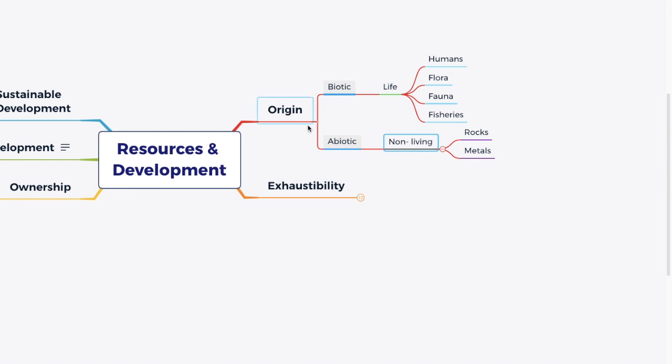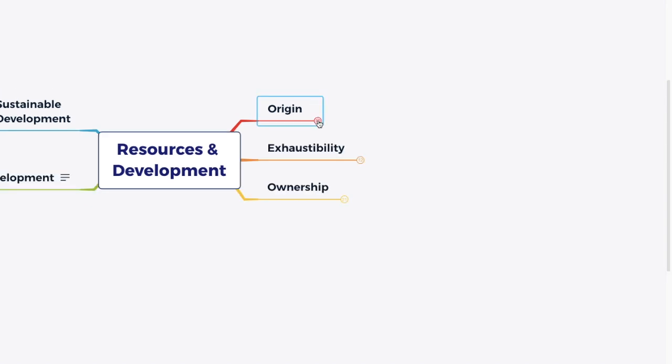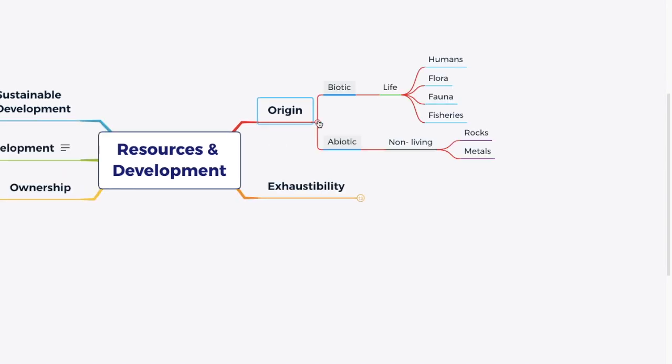So I'll repeat that again. Origin, you have biotic and abiotic. Biotic, something that has life. Example, humans, flora, fauna, fisheries. Abiotic, something that doesn't have life. Example, rocks and metals.